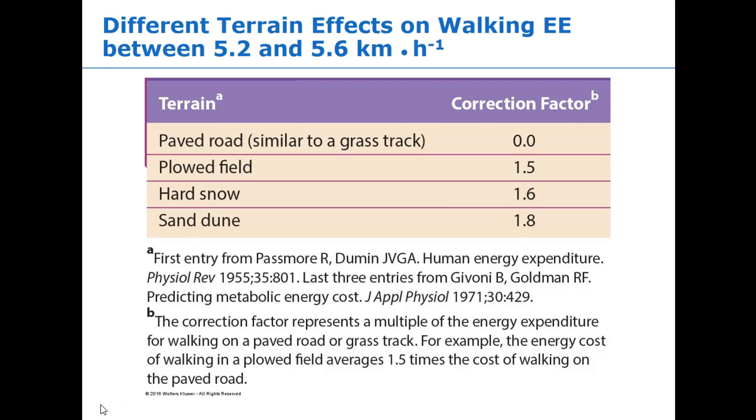And this just exemplifies the different terrain effects on walking exercise economy. So you can see that there isn't much of a correction for walking on the sidewalk or a paved road, maybe a grass track. When you start to get into taller grass, like a plowed field maybe, there's a correction factor of 1.5. Hard snow that's compact, a little bit more than that, and then sandy with maybe loose sand is a little bit more of a challenge, and therefore an increase in the kilocalories or the energy expenditure.